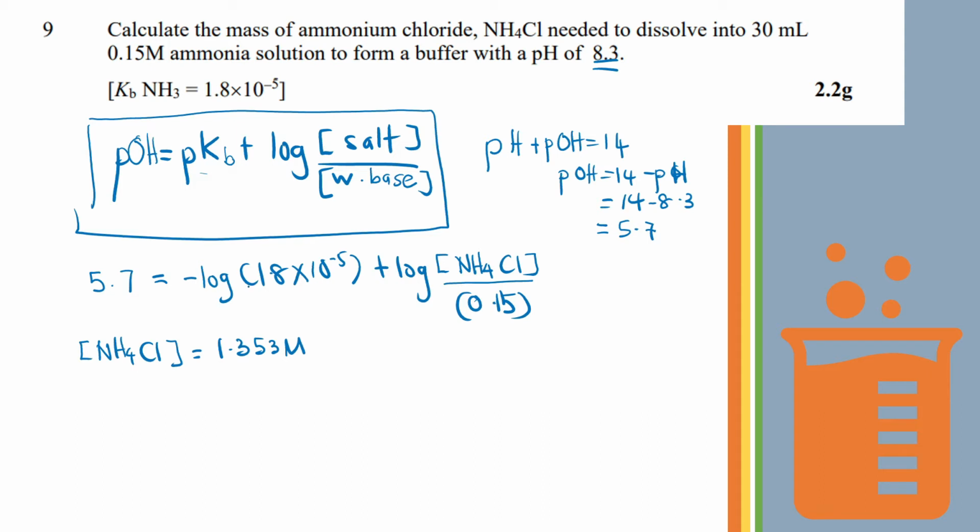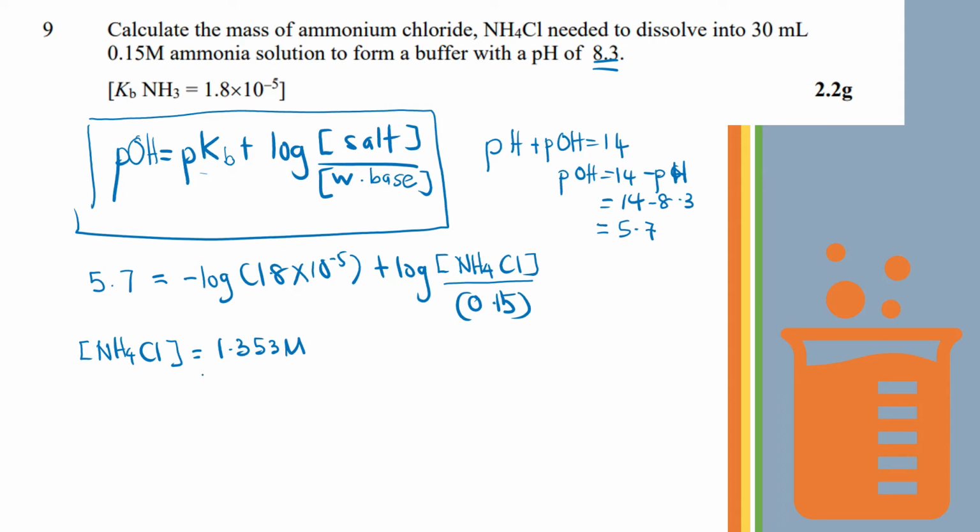How do we do this on the calculator? Negative log of 1.8 exponent negative 5. So 5.7 minus pKb, and then for this log, you press shift log for the value on the left side, and then multiply with 0.15, so you get 1.353. Once we have 1.353, this one is the molarity.